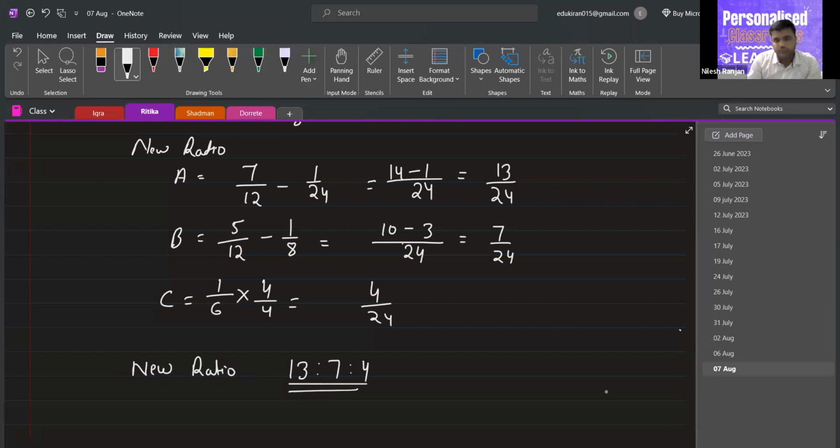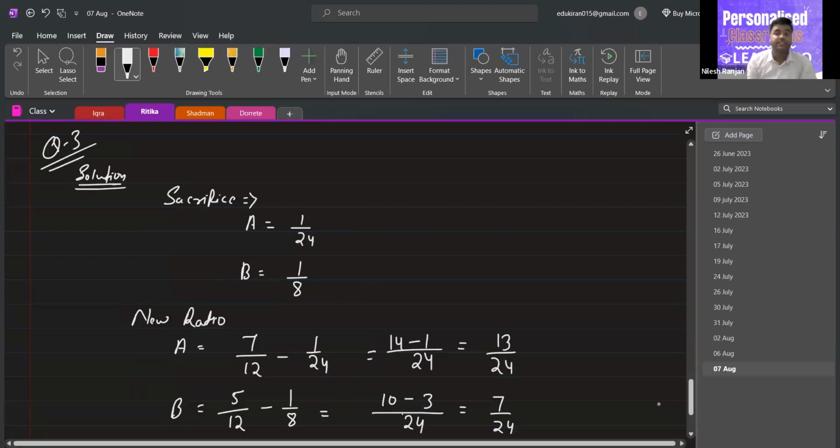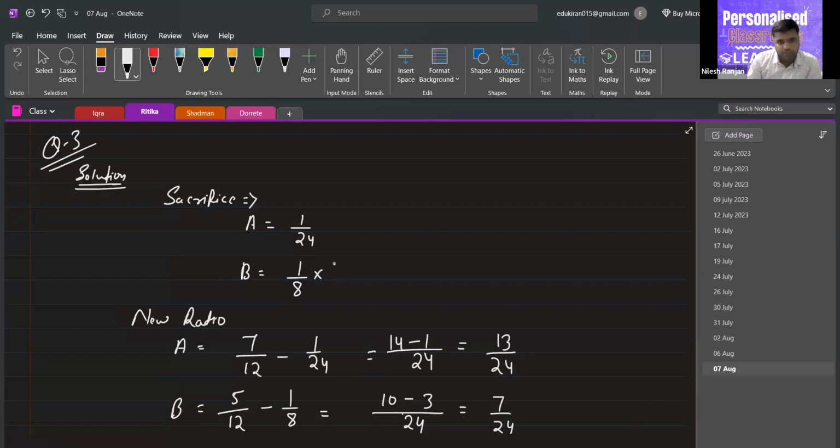And if the question asks you to calculate the sacrificing ratio, then you will do like this, 3/24. So the ratio will be 1:3. Okay. So this is our case 3.